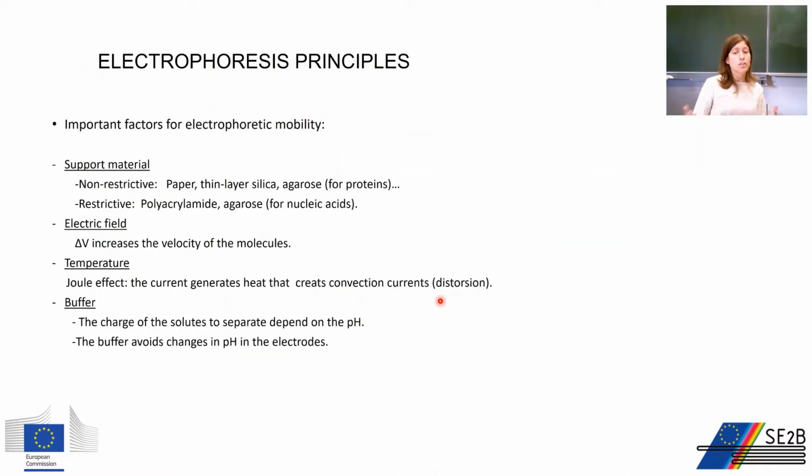So important factors in electrophoresis are the support material. The support doesn't have to have any charge and doesn't have to absorb the material on it. There are also two main types of support, ones that are non-restrictive in size and others that are restrictive in size. The ones that are restrictive in size provide a better resolution.